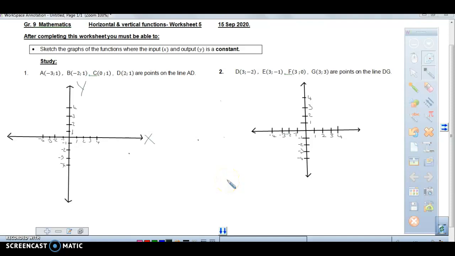Good day, grade 9. Today we are going to very quickly look at horizontal and vertical lines and their equations.